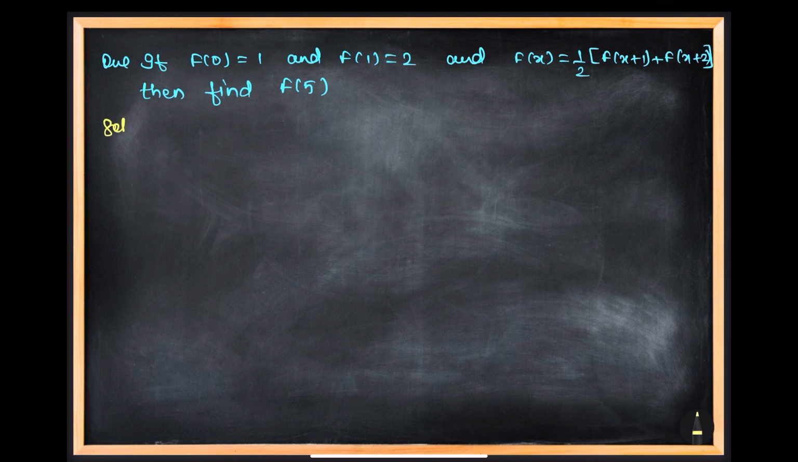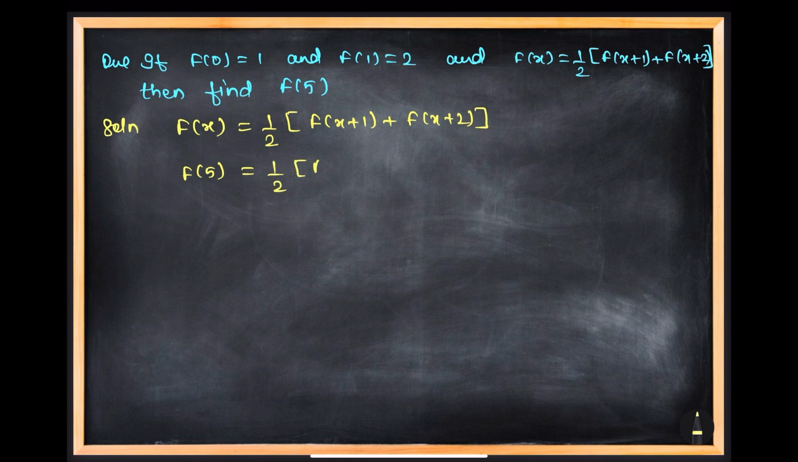So suppose that we will directly follow this equation. So f of x equals 1 by 2 times f of x plus 1 plus f of x plus 2. Okay. So suppose that directly you will try to calculate f of 5. So what will happen? Look at this. If you replace x with 5, you will have 1 by 2 f of 6 plus f of 7. Now, to answer f of 5, you need f6 and f7.